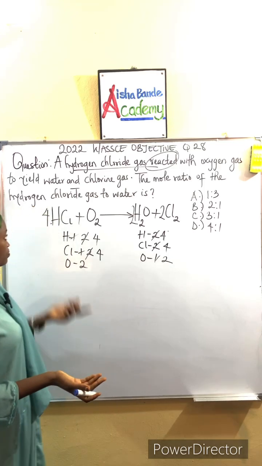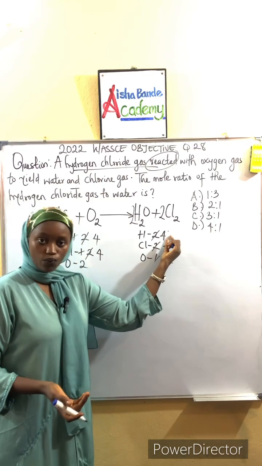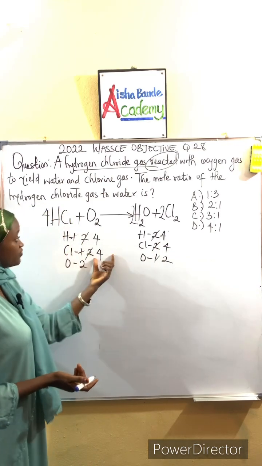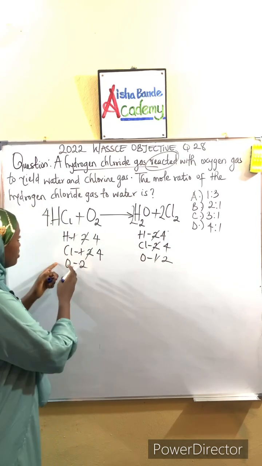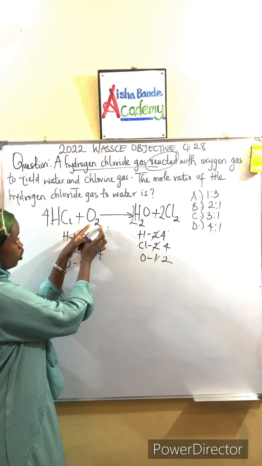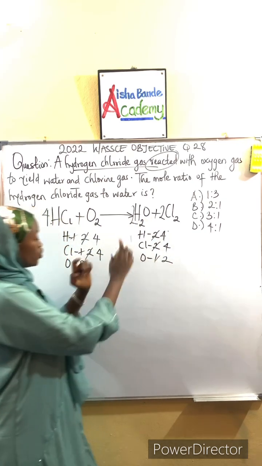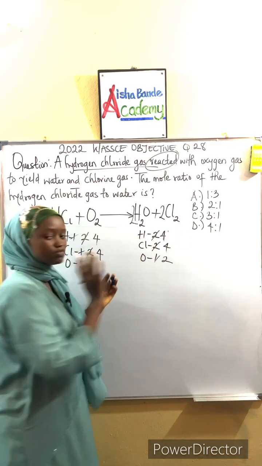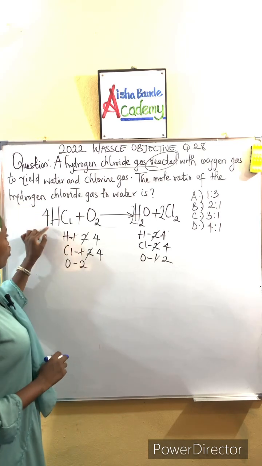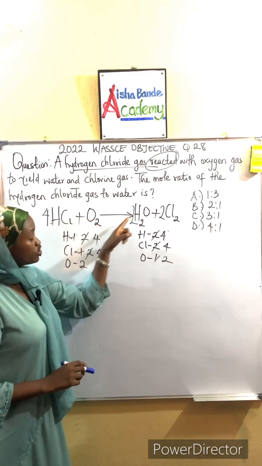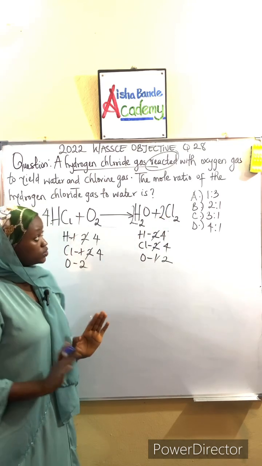So looking at this now, hydrogen is 4 on the reactant side, and on the product side hydrogen also is 4. Chlorine is 4 on the reactant side, and on the product side chlorine also is 4. So chlorine is balanced. Looking at oxygen now, oxygen here is 2, and oxygen here also is 2. So this chemical equation is now balanced, and you can move on. The equation becomes 4HCl plus O2 gives 2H2O plus 2Cl2. This is a balanced chemical equation. So let's move on.